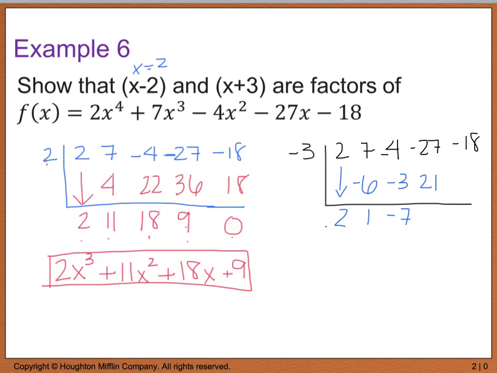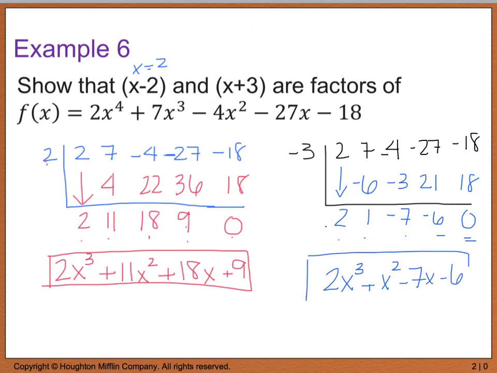Negative 27 plus 21 will give us a negative 6. Negative 3 times a negative 6 is a positive 18. Negative 18 plus 18 is 0. Remainder, constant, x, x squared. So I'm left with 2x squared plus x minus 6 plus 0. Because I had a remainder of 0, this also confirms that x plus 3 is a factor.